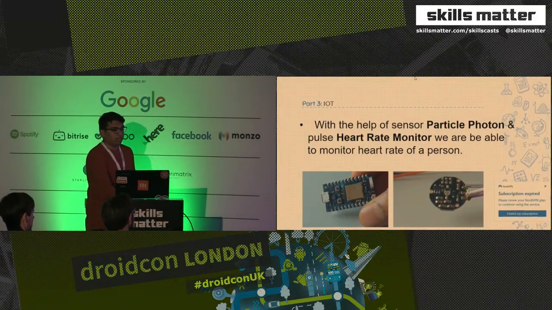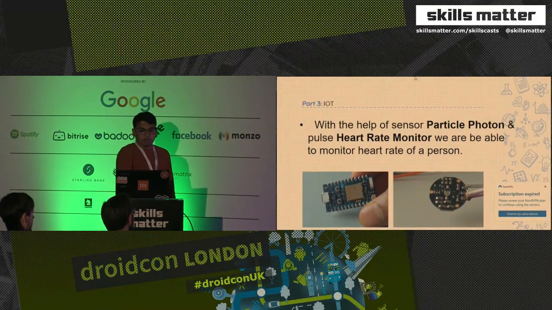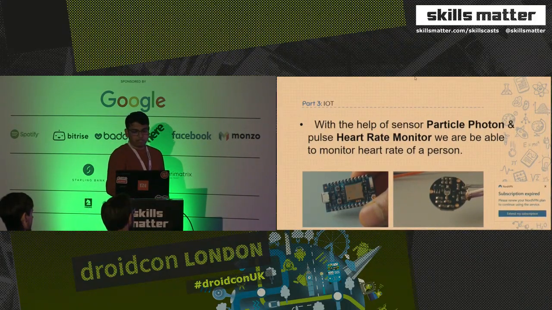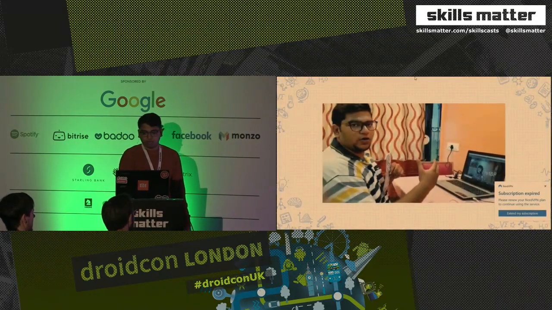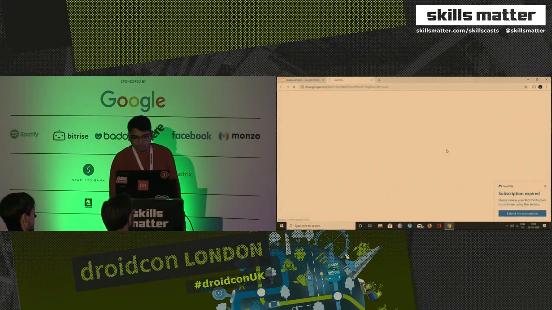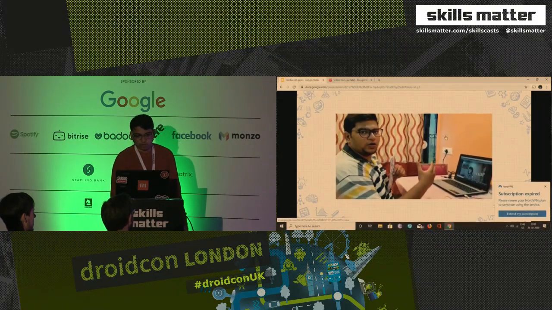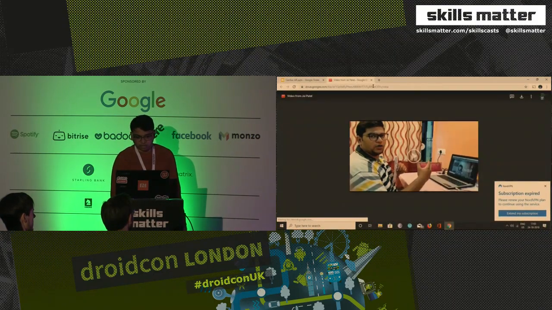So the IoT part, we use a Particle Photon and a heart rate sensor to calculate the heart rate of a person. To elaborate on this, I'm going to show you a video of it working.